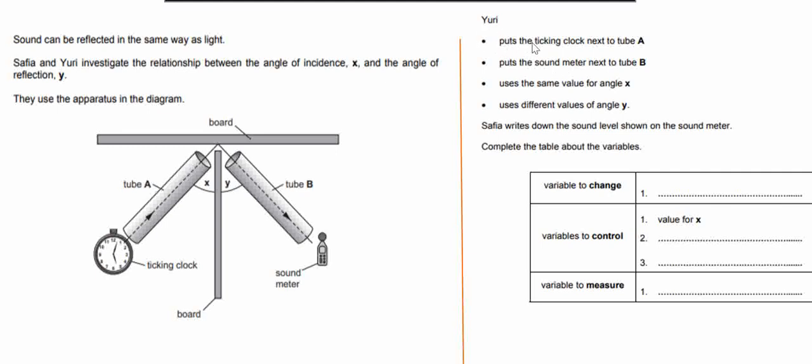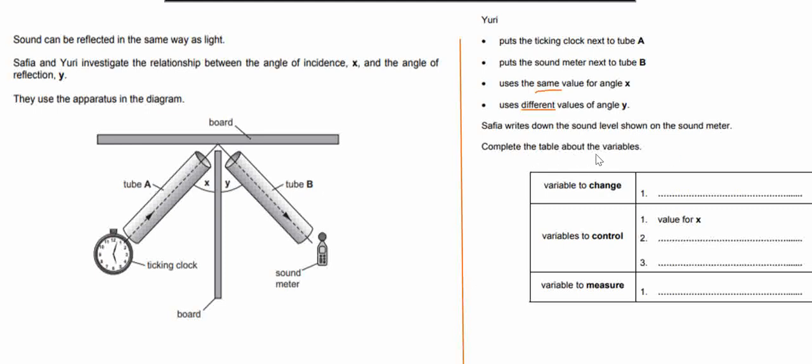So what does Yuri do? Yuri puts the ticking clock next to tube A. Next, puts the sound meter next to tube B. Next, uses the same value for angle x. So the keyword is same, so we must relate this to control variable. Uses different values of angle y. Different means what you change, so that is independent. Next, Sophia writes down the sound level shown on the sound meter.